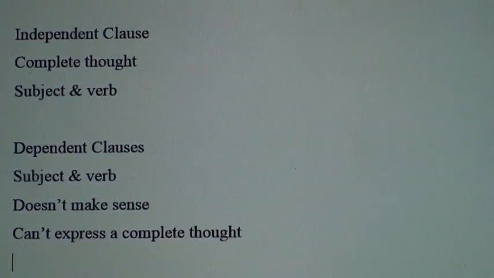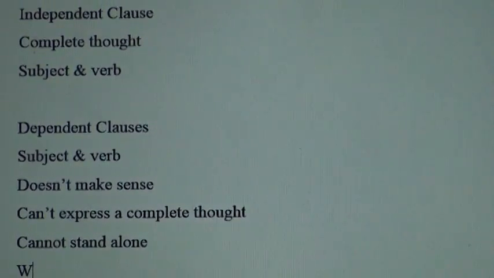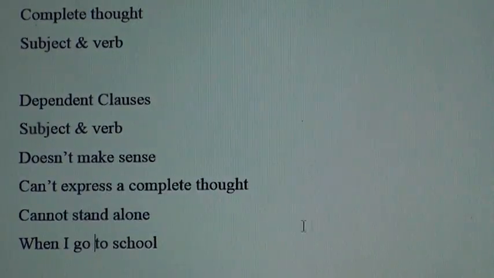A dependent clause is a phrase that contains a subject and a verb, but does not make sense, can't express a complete thought, and cannot stand alone. An example of a dependent clause is, "When I go to school." This dependent clause contains the subject I and the verb go, but it cannot stand alone. When you say "when I go to school," it does not form a complete sentence and does not express a complete thought. So it is a dependent clause.